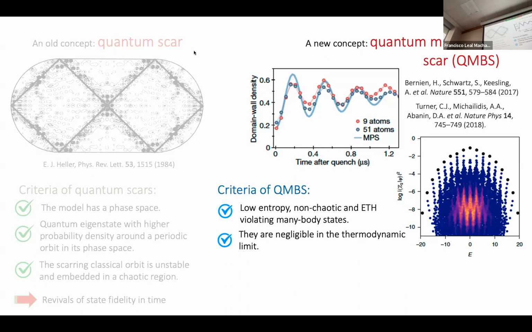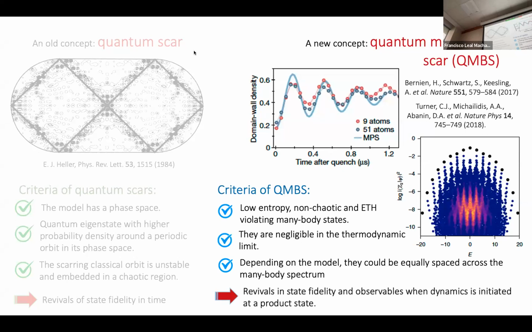We can see an example of this based on the PXP model: while the dimension of the Hilbert space is exponentially increasing in system size or the atom number, the number of quantum many-body scars changes linearly. So then you can see in the thermodynamic limit they're negligible. Also, depending on the model, they could be equally spaced across the many-body spectrum. And again, you can see this here for the PXP model. Not every QMBS needs to be equally spaced. But if these criteria are satisfied, we can see the revivals in the state fidelity and the robust oscillations in the observables when the dynamics is initiated at an experimentally feasible state, like a product state, for example.